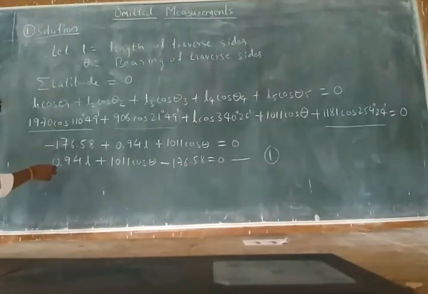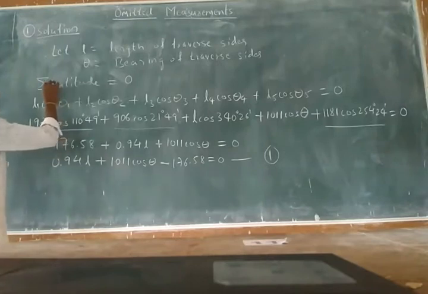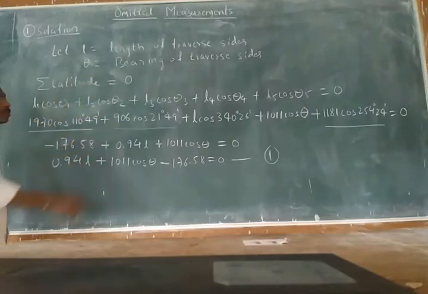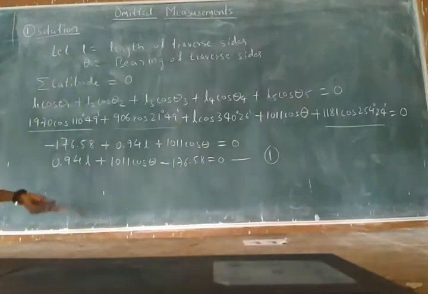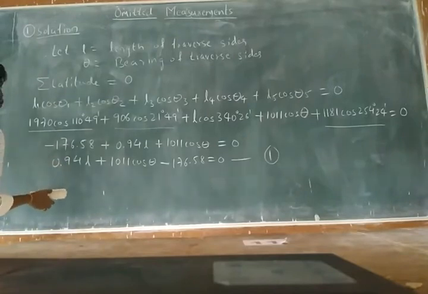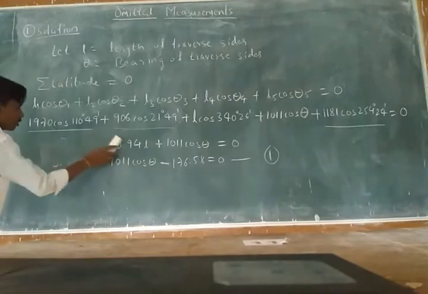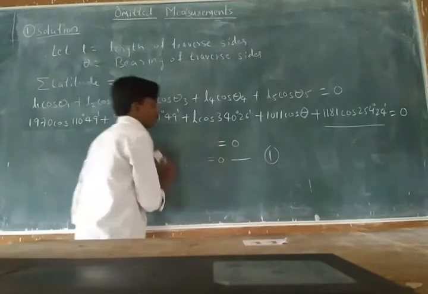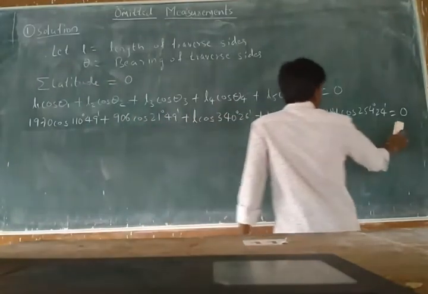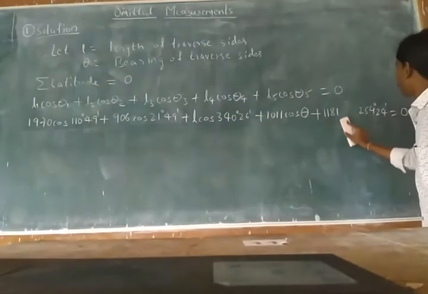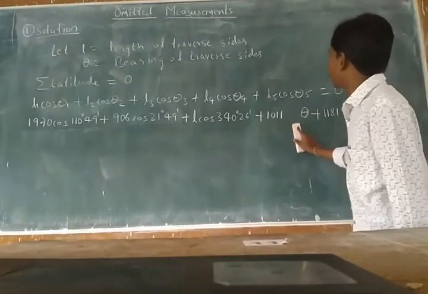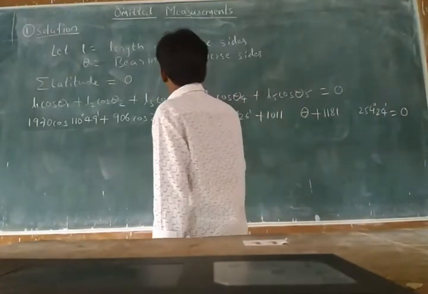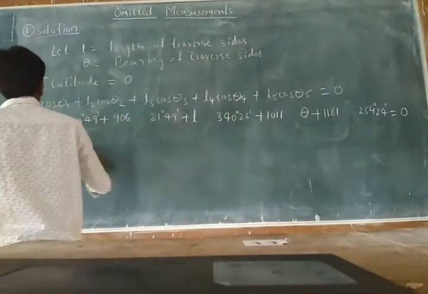Now we have to apply the principle of closed traverse, that is summation of departure is equal to 0. So this is the calculation of latitude. Now we have to calculate for departure. So let's calculate the departure. I am going to erase cos here. I will write sin instead of cos.